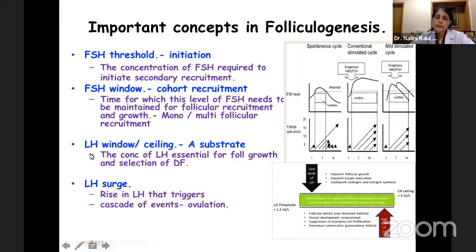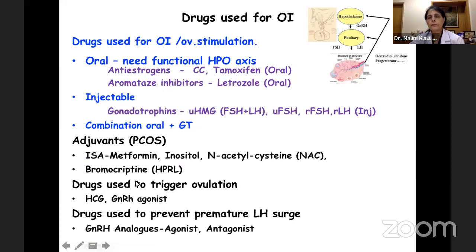So therefore, even the LH levels need to be within a certain framework to be able to give you absolutely good follicular growth and intrafollicular androgen-estrogen ratio. The LH surge, of course, we know triggers ovulation. So then what are the drugs that we will use for ovulation induction?